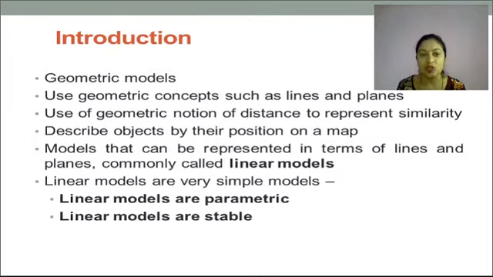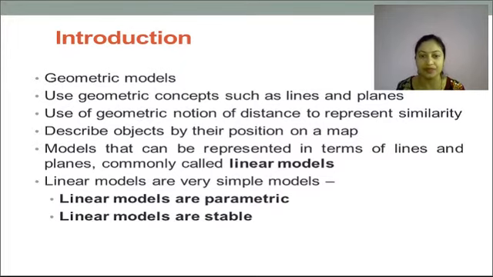Now, when we see the geometric models in machine learning, there are various geometric concepts such as lines and planes which are used for this modeling. The geometric notion of distance to represent similarity is also used under these geometric models. If I want to see a particular object on a map, we have latitude and longitude as the two parameters to describe that object. This is for 2 dimensions. But if we want to describe an object by latitude, longitude and altitude, then we have 3 dimensions.